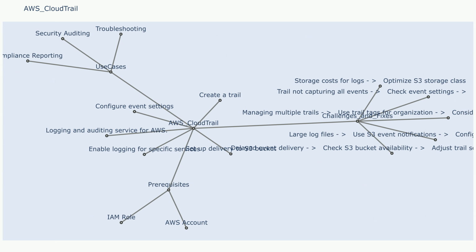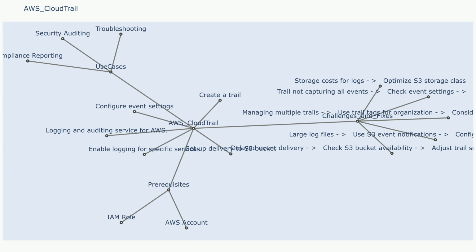Enable logging for specific services. You can enable CloudTrail logging for specific AWS services, such as EC2, S3, and Lambda. This will log API calls and other events related to these services.